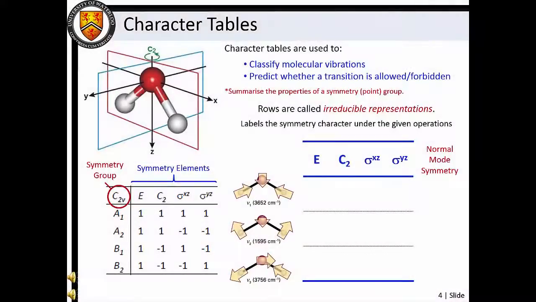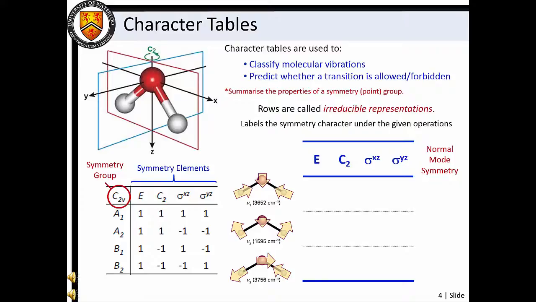Symmetry groups are often reported in character tables, which summarize the properties of symmetry groups. The rows of a character table are called irreducible representations, which can be thought of as the unique vectors within the symmetry space. The labels that we use to describe these vectors provide a shorthand way of describing the symmetry character of a species under the given symmetry operations.